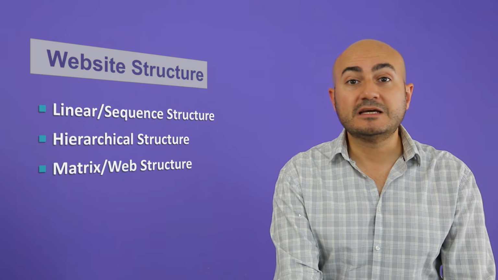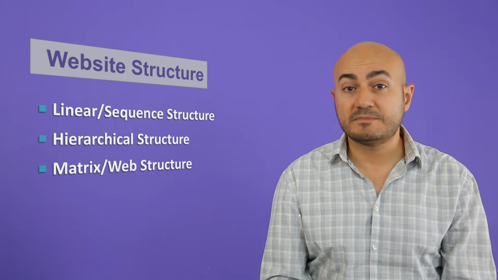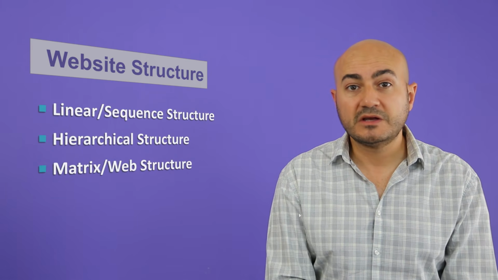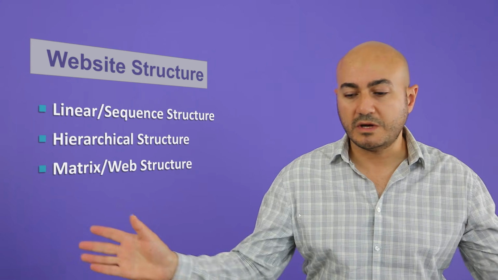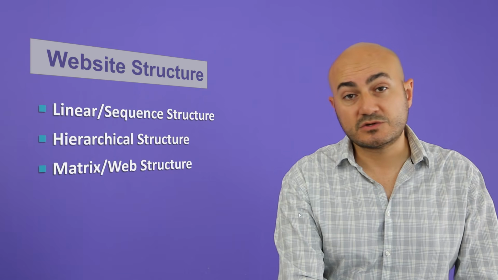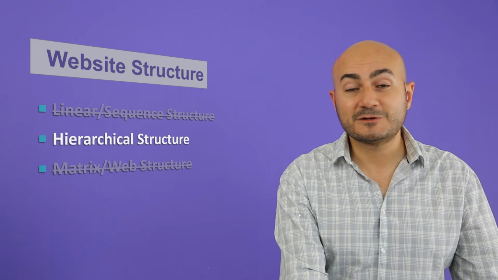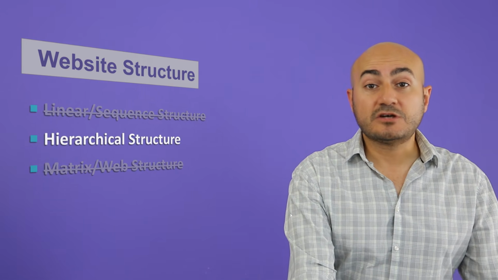And the third is the web structure or a matrix structure. This structure is not common for websites. It's more or less how the web is structured all around the globe, meaning how search engines see websites. This is how websites interact with each other. So it's random linking to external websites here and there, and that is what is known as the matrix or the web structure. We're not going to talk about the first and the third, and we'll talk in more detail about the hierarchical structure.